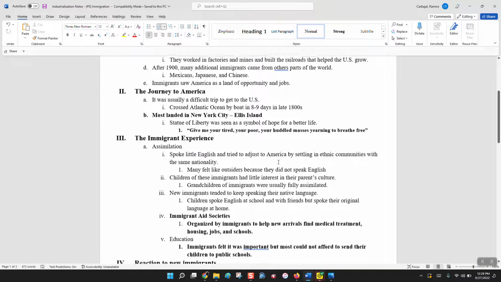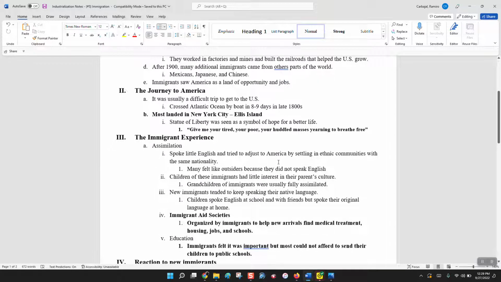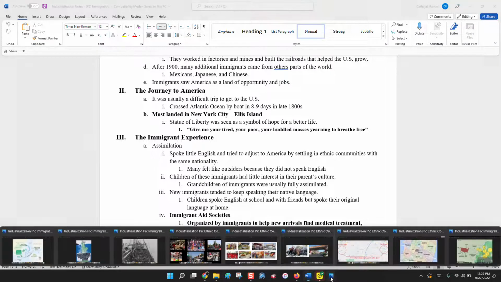Now, the journey to America was difficult. It was long, 8 to 9 days, super crowded. But again, the idea was that they were wanted here, so they came. And they came in huge numbers.